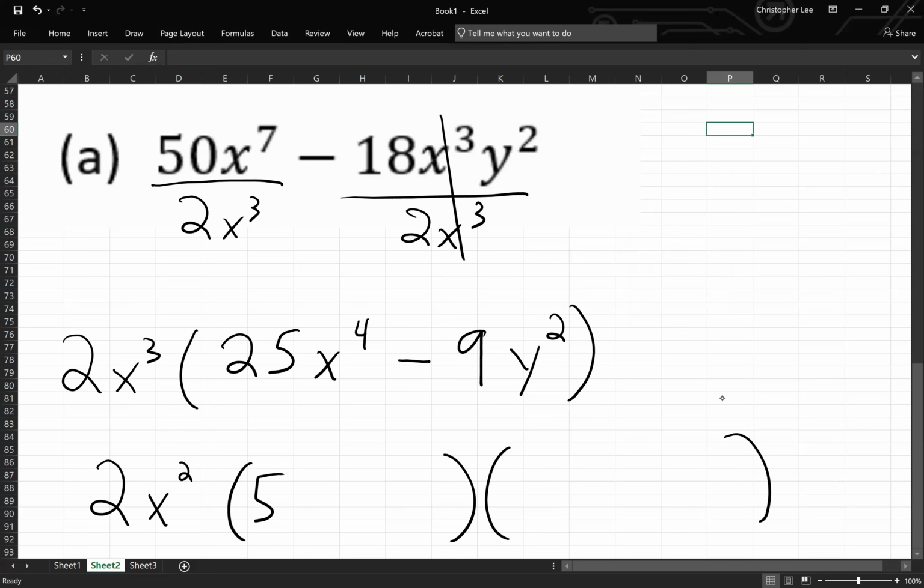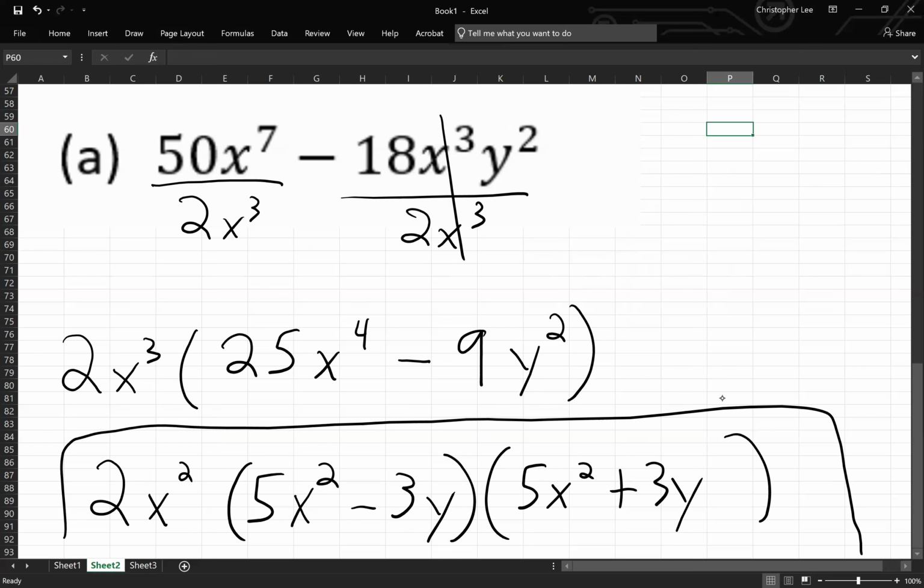So I heard 5. What else? X to the 2nd minus 3y. Good. What else? And 5x to the second plus. Good. And that's it. That's my answer. Is there any questions on this? Or you can also write it the other way around.